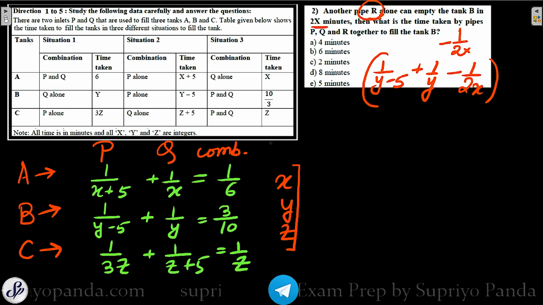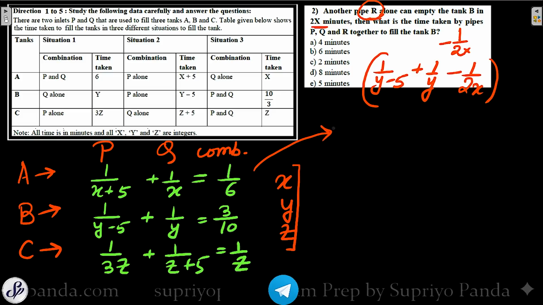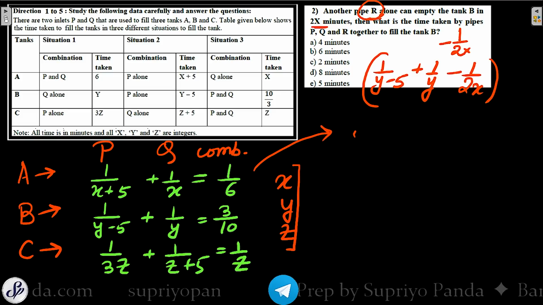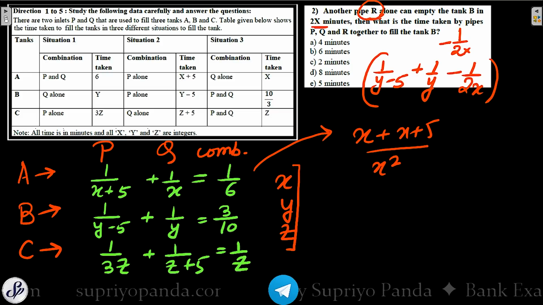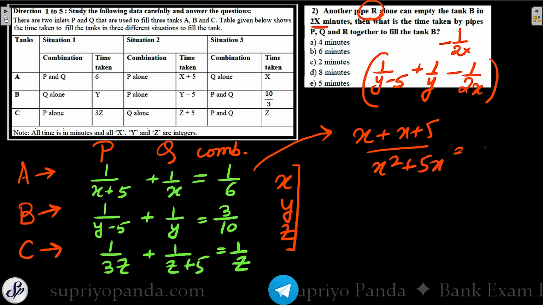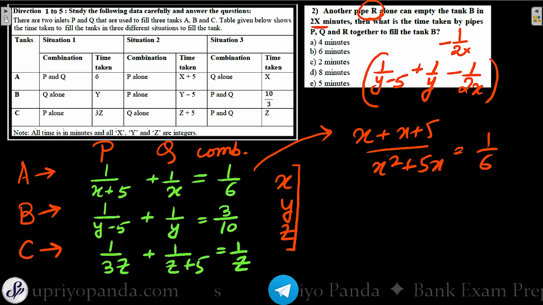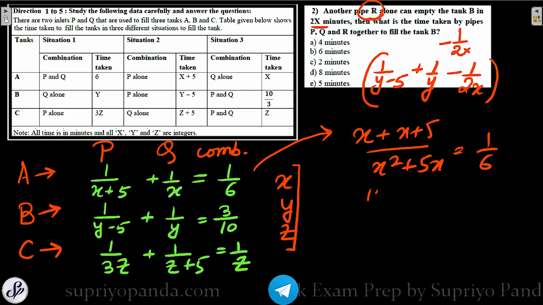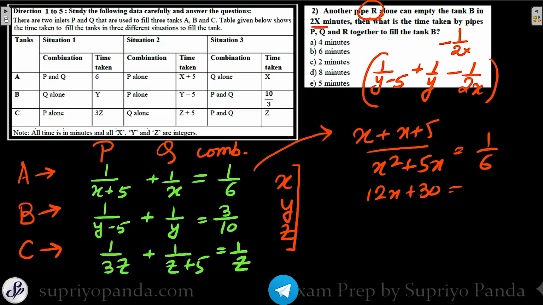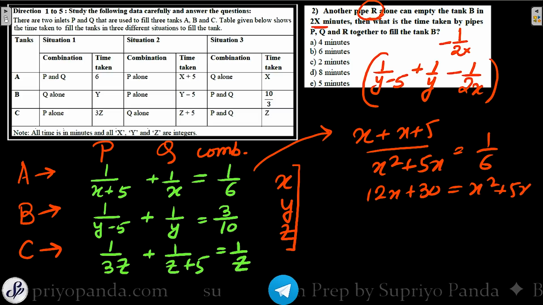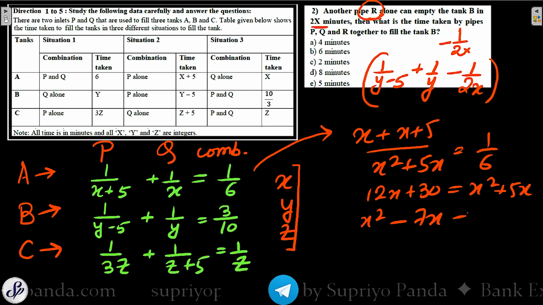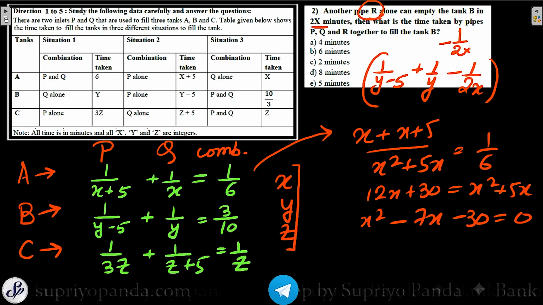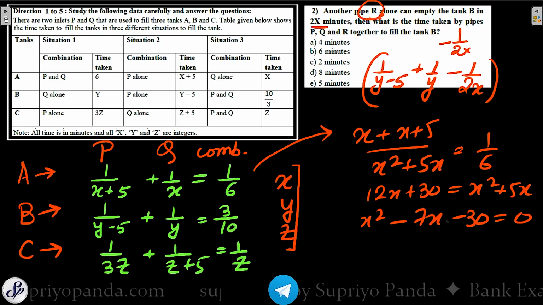So let us now solve these equations. When we are solving the equation for x, it comes to (2x plus 5) over x square plus 5x equal to 1 by 6. So this becomes (2x plus 5) into 6, that is 12x plus 30 equal to x square plus 5x. So this becomes x square minus 7x minus 30 equal to 0. This is quite simple, so we do not need to do anything special here.